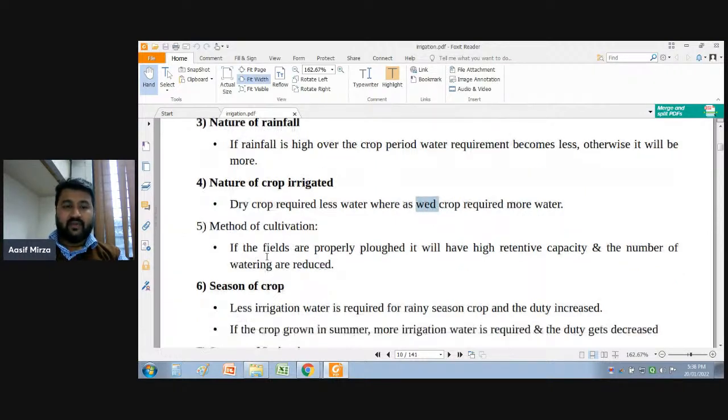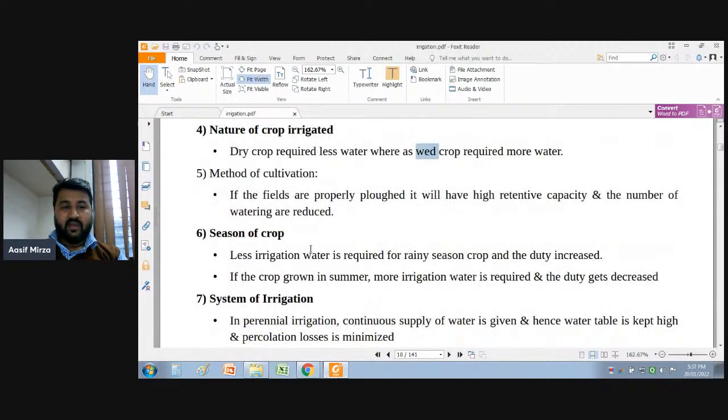Now, method of cultivation, the fifth factor which affects the duty. If the fields are properly ploughed, they will have a high retentive capacity and the number of waterings is reduced. Now, season of crop. Less irrigation water is required for rainy season crop and the duty increases. If the crop is grown in summer, more irrigation water is required and duty decreases.